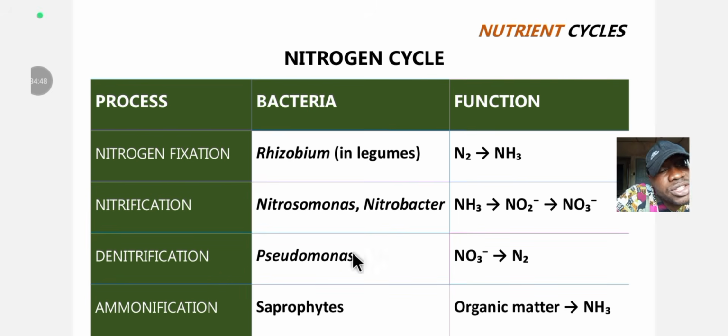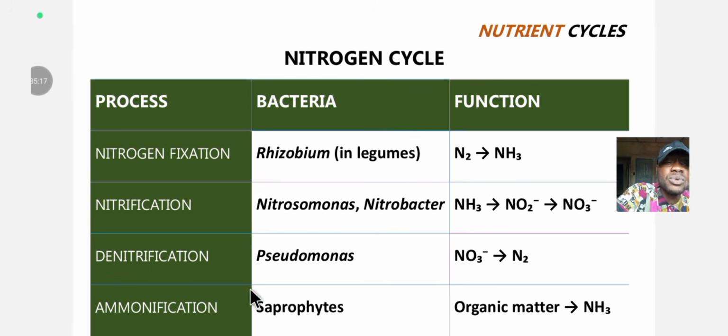Okay. So this is done by what? Pseudomonas. Pseudomonas are a kind of microorganism, bacteria that converts nitrates to what? To nitrogen. They convert nitrates back to free nitrogen. Okay? And after that, that takes us to ammonification.